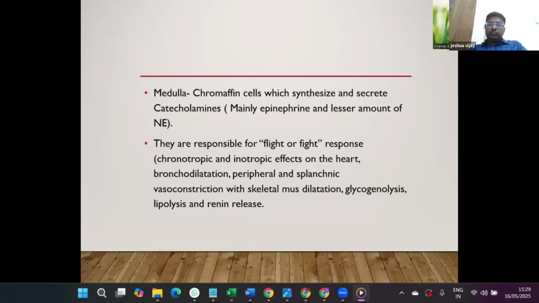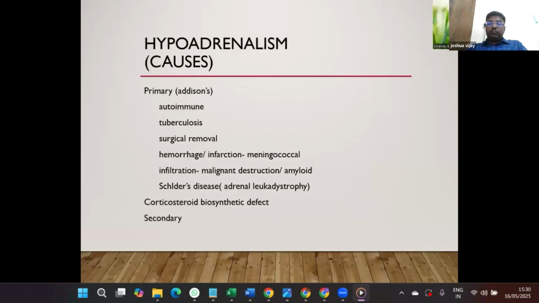in exchange for potassium. The medulla has chromaffin cells which synthesize and secrete catecholamines, mainly epinephrine and a lesser amount of norepinephrine. They are responsible for the fight or flight response: chronotropic and inotropic effects on the heart, bronchodilation, peripheral and splanchnic vasoconstriction with skeletal muscle dilatation, glycogenolysis and lipolysis, and renin.